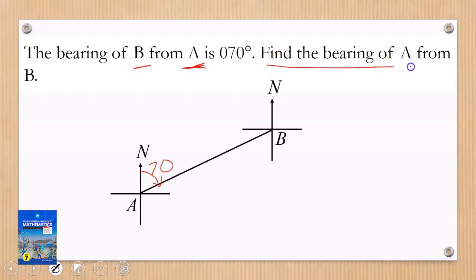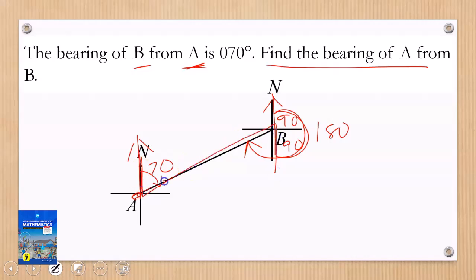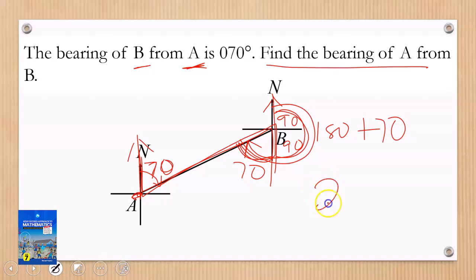Now the question says, find the bearing of A from B. That means you want to know A, but I want to take it from B. So from the North Pole of B, we move up to the line that links between the two. Right. So we know this 90, here too is 90, making the whole of this 180. We know that already. Then we know also that the line here and the line here are parallel. And so because they are parallel, we apply the concept of alternate angles. That is the Z angles. Can we see that? So if here is 70, then the remaining angle here too will be 70. If I add the 70 to the 180, then I get the back bearing. So I'm going to have 250.